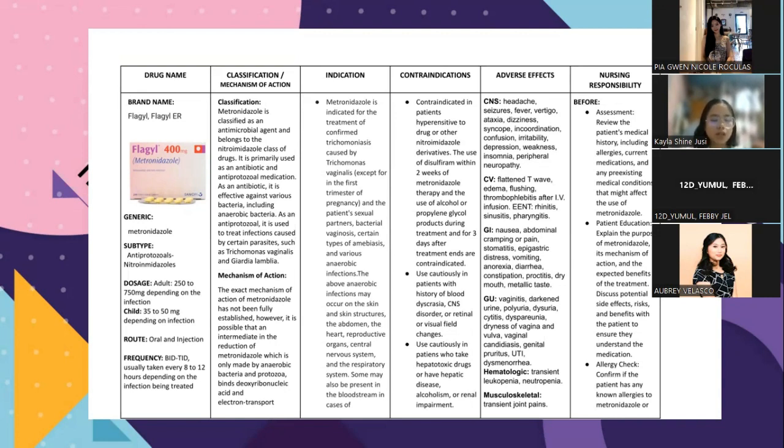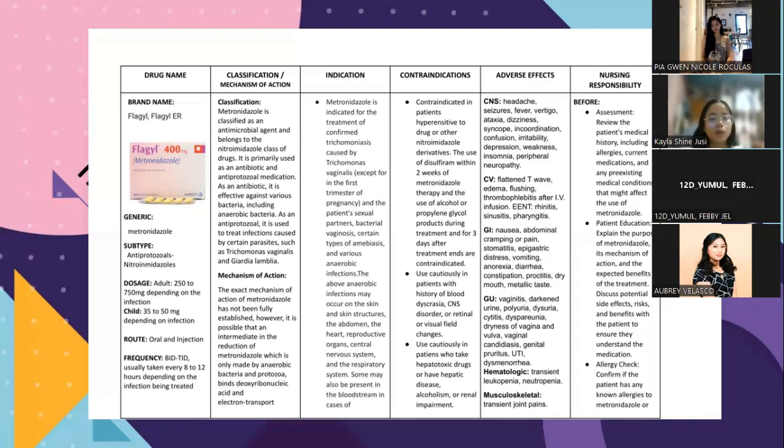For the dosage, the dosage for adults typically ranges from 250 milligrams to 750 milligrams, depending on the specific infection being treated. And for children, the dosage usually ranges from 35 milligrams to 50 milligrams, depending also on the infection being treated.